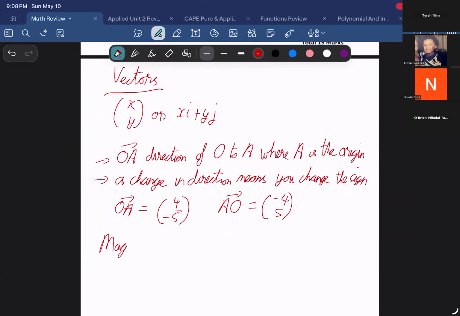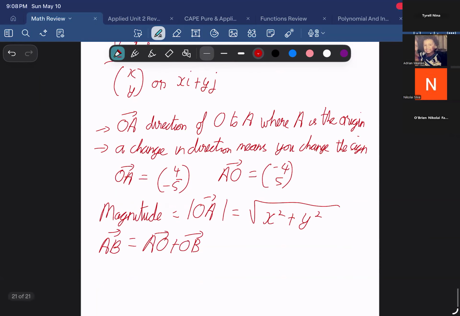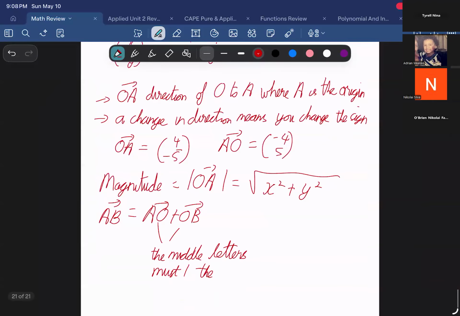The magnitude of OA is the square root of x squared plus y squared. AB is equal to AO plus OB, right? Make sure that you know that the middle letters must be the same, right? Or it could be like AC plus CB.